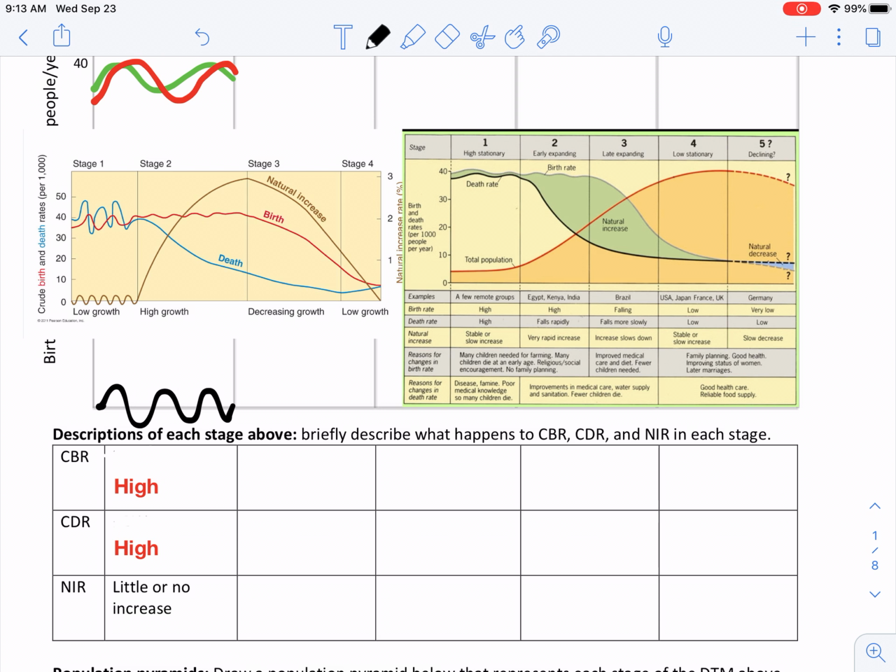Okay. Also, there's a typo. I think your version, your PDF of this, says that the crude birth rate and crude death rate are low in stage 1. That's not true. They are both high. So make sure that you make that change. We made a typo when we put this together.